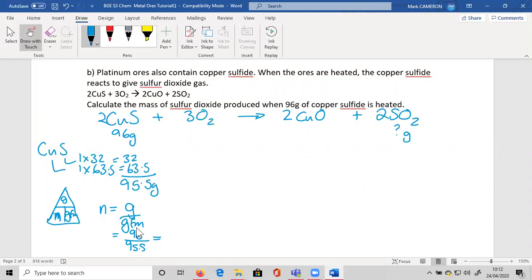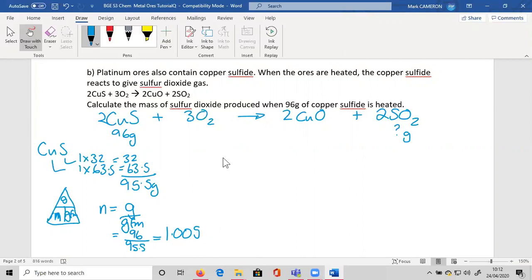96 divided by 95.5 is 1.005. Now you should never round until the very end, okay? So there are actual numbers after. It goes 2356021. I'm just going to save that in my calculator. I'm not going to write it down here for simplicity's sake.